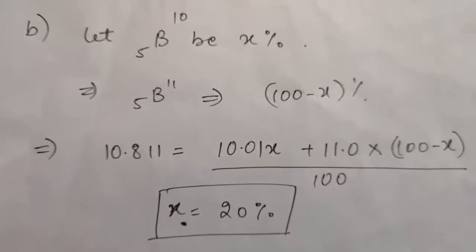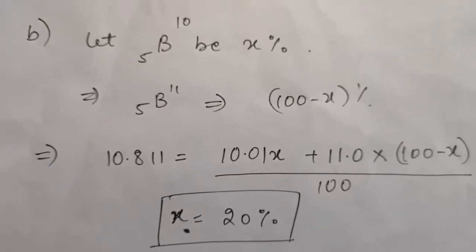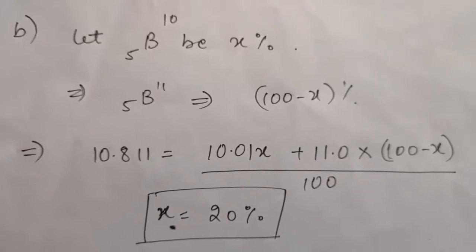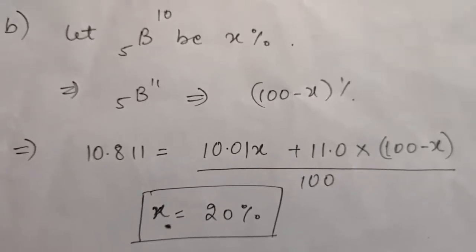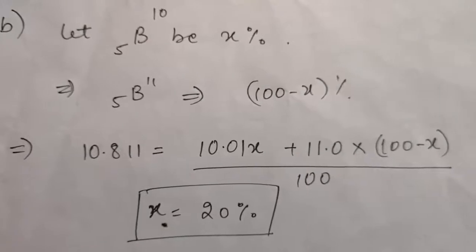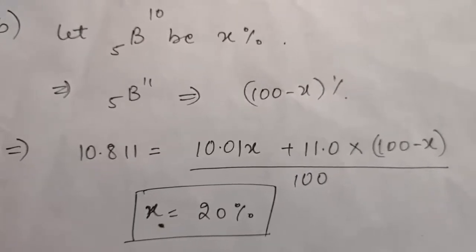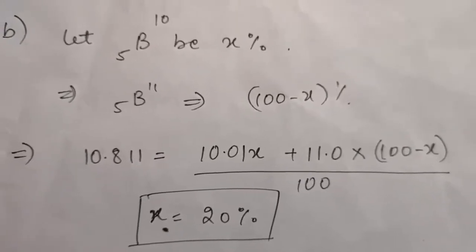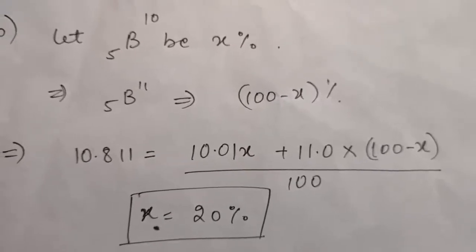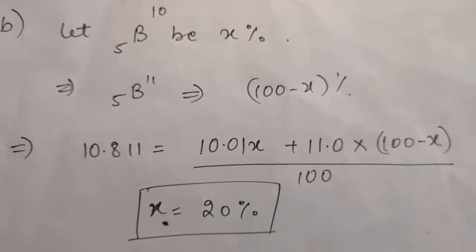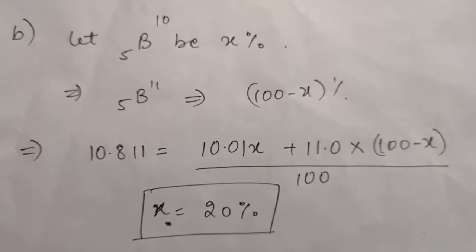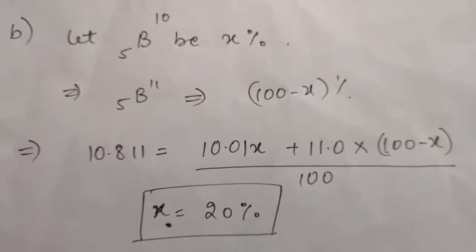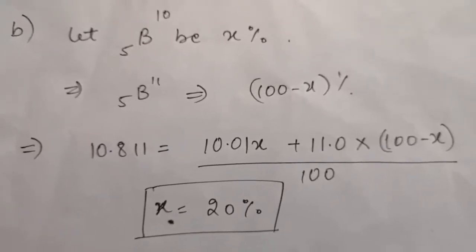Okay, so the B part of the question says: boron has two stable isotopes B10 and B11. Their respective masses are 10 and 11U respectively, and the atomic weight of boron is 10U. Find the abundances of B10 and B11. So here just the opposite thing is there. You are given the atomic weight and you have to calculate their abundance.